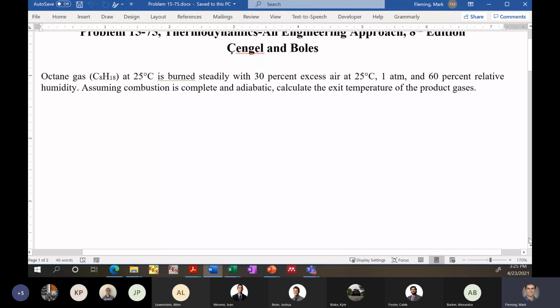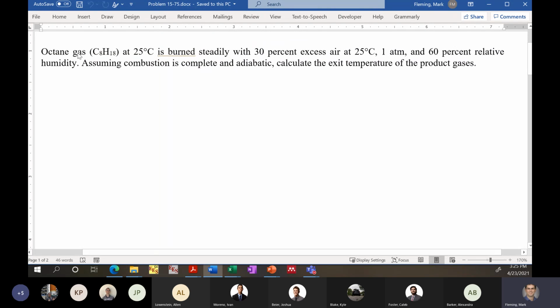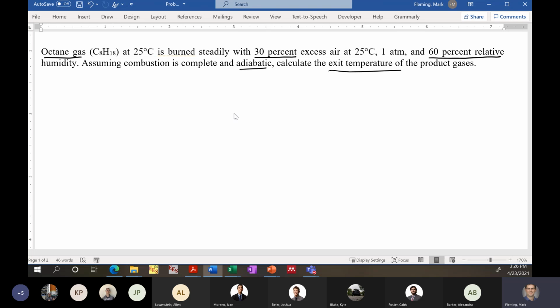On this problem, we are going to be working on our octane gas. We've seen this one before, so we'll be able to set up our stoichiometric balances. It's going to come in at 25 degrees Celsius. We're going to be burning it with 30% excess air, 1 atmosphere, and we've decided to throw in a curveball and say that the air is now moist air. It's got 60% relative humidity coming in. So we have to make an adjustment there, but we're asked to calculate the adiabatic exit temperature of the product gases. The adiabatic exit temperature will be our adiabatic flame temperature. So that's the maximum temperature that we'd expect given the setup in terms of the combustion exit.